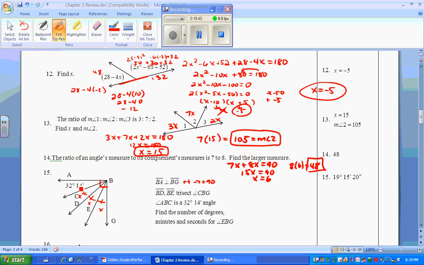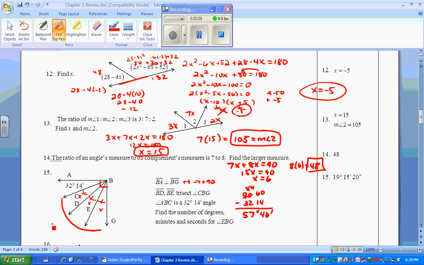So we've got to use our minutes and seconds. We want to find EBG, so we want to find one of these sections. So where do we start? We start by saying, hey, we have 90. Let's subtract 32°14'. Well, we've got to borrow, so this becomes 89°60'. Subtracting, we get 57 degrees 46 minutes.